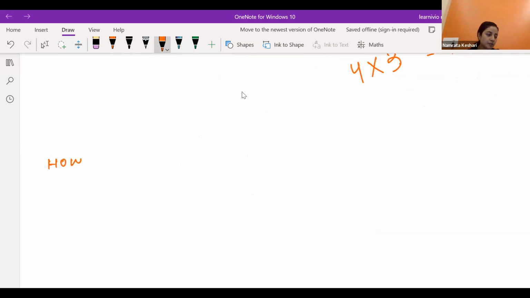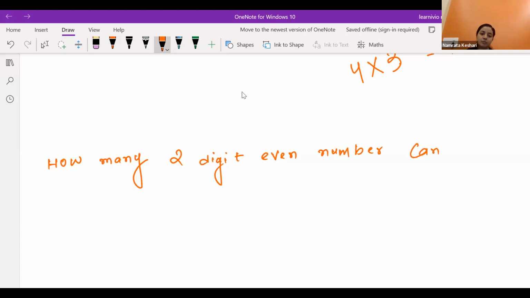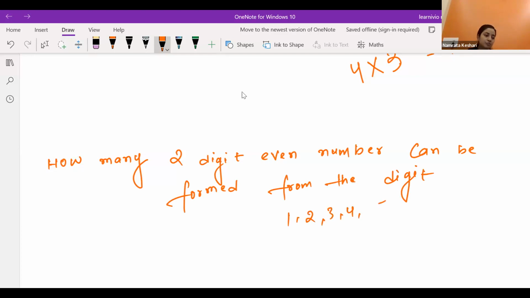How many two-digit even numbers can be formed from the digits 1, 2, 3, 4, 5 if digits can be repeated. This terminology, digits can be repeated, cannot be repeated, is very important.